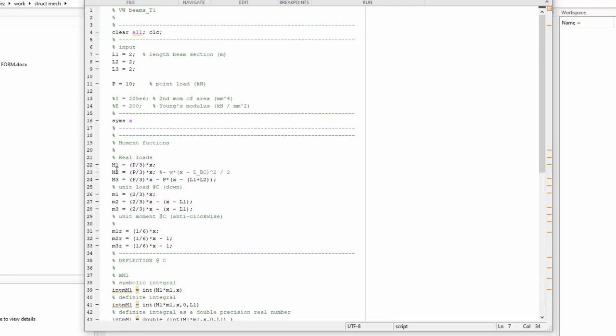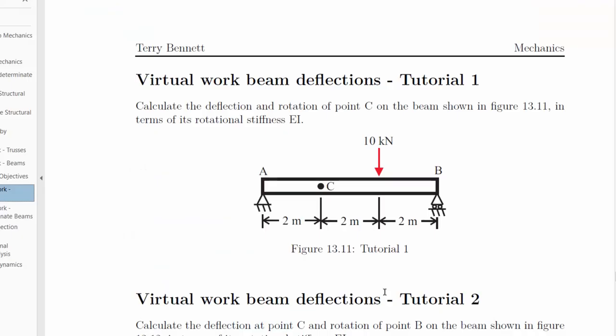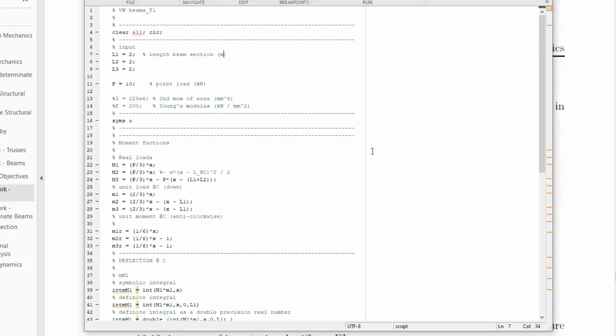So I've got the bending moment function as we go along this beam from the real load. So we calculate the reactions RAY, RBY, and we make a cut somewhere between 0 and 4 meters, and we can write down a bending moment function. And we can also do a second cut and write the bending moment function between the load and the support at B. So in my MATLAB script, I've got M1 is P upon 3 times X.